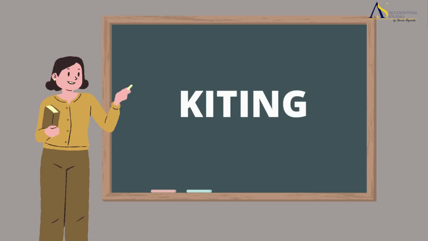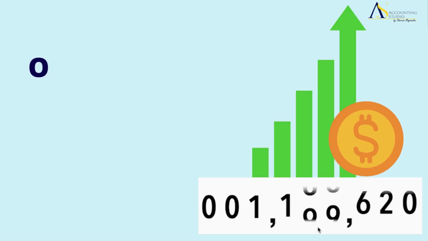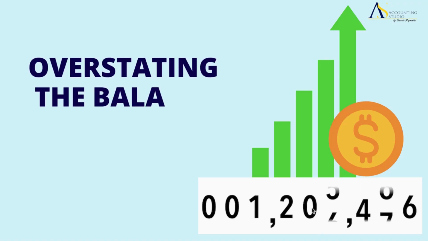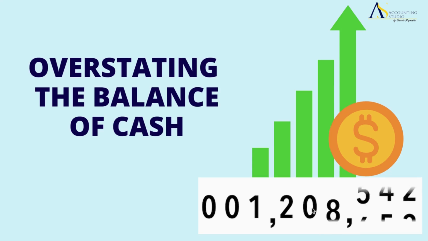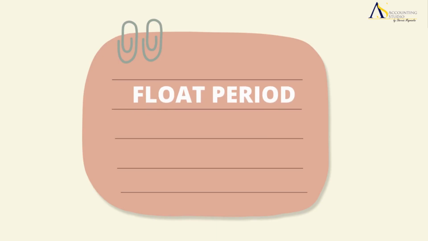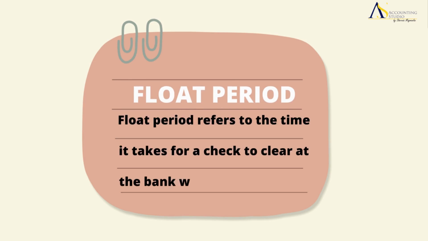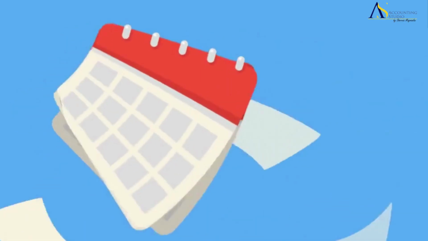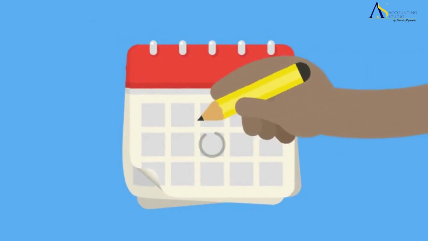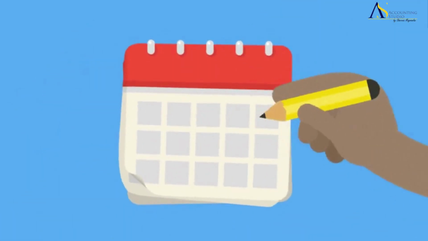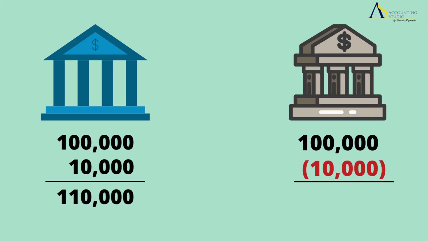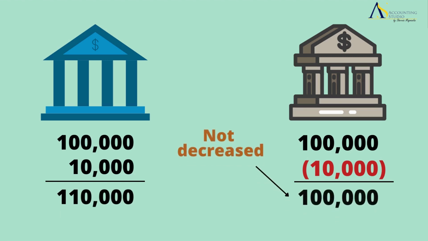Another example of concealment of cash shortages is kiting. Kiting is when cash shortage is concealed by overstating the balance of cash. It is made possible by exploiting the float period. The float period refers to the time it takes for a check to clear at the bank where it was drawn. Kiting normally occurs at holidays and bank cutoffs when a check is written to transfer funds from one bank account to another bank account where the misappropriation was made. However, by increasing the balance from one bank account and not decreasing the balance of the other bank account, the cash shortage is concealed.